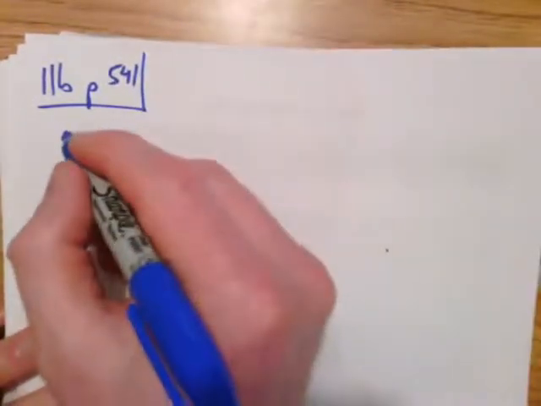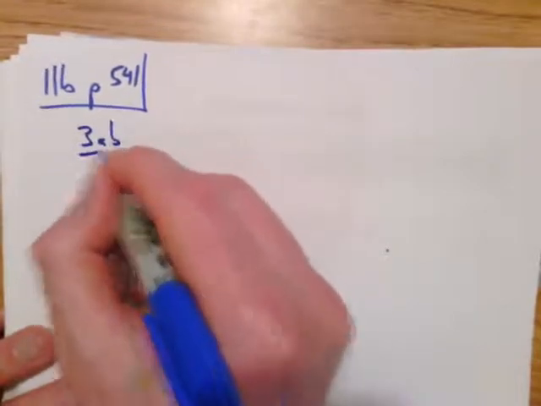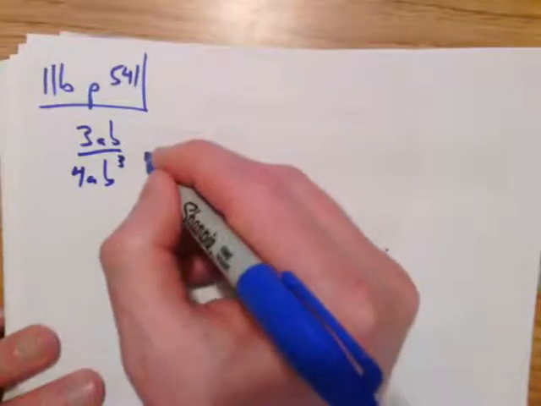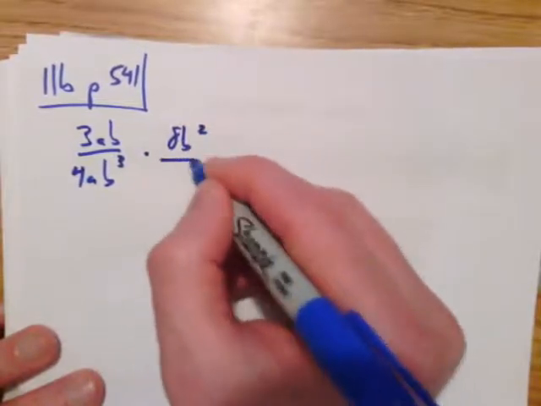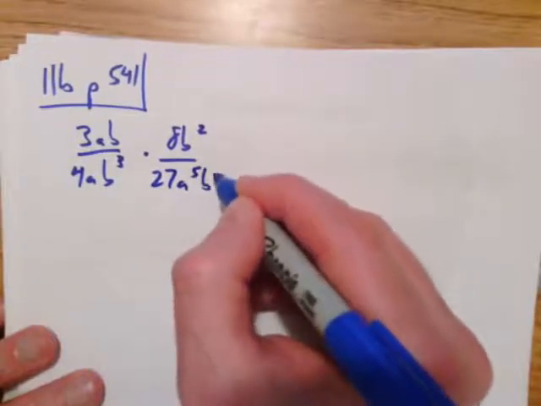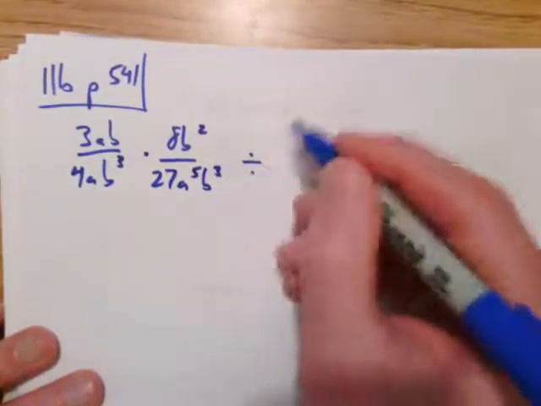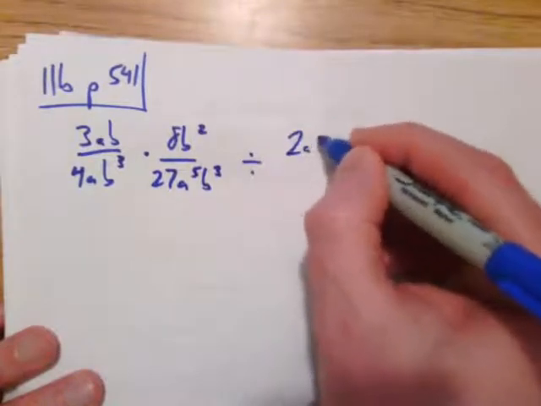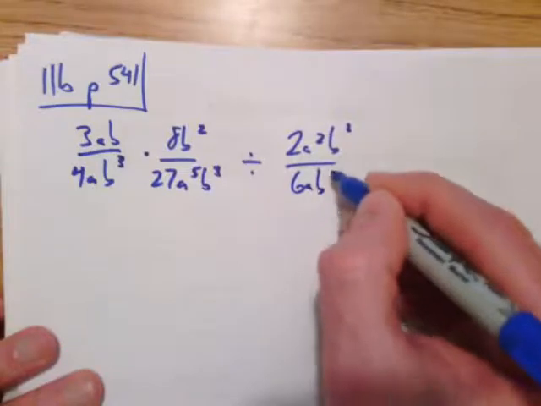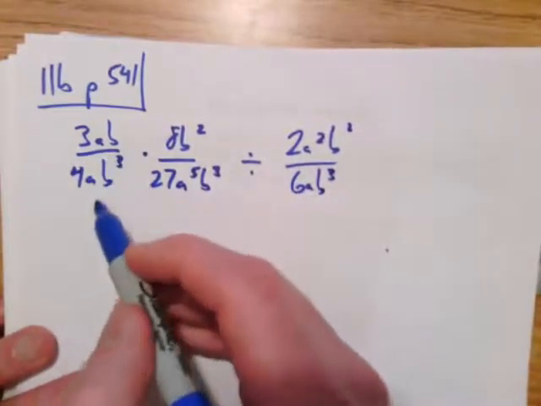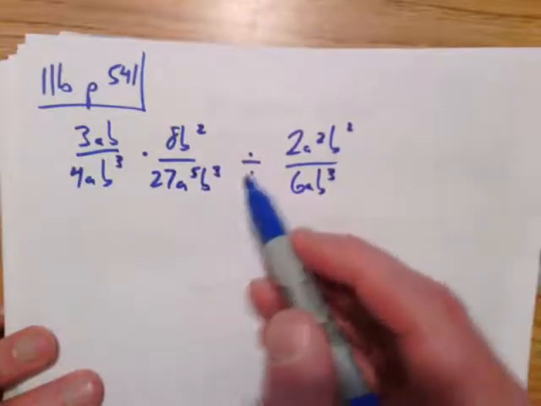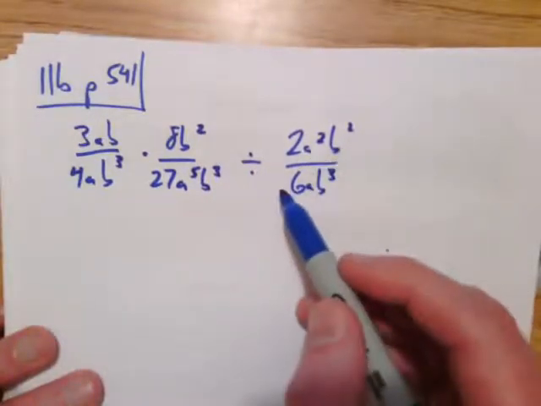Okay, so I'm going to write this out. 3AB over 4AB cubed, 4AB cubed times 8B squared over 27A to the 5B cubed, divided by 2A squared B squared over 6AB cubed. I'm going to make sure I wrote this down right. 3AB, 4AB cubed, 8B squared, 27A to the 5B cubed, 2A squared, B squared.